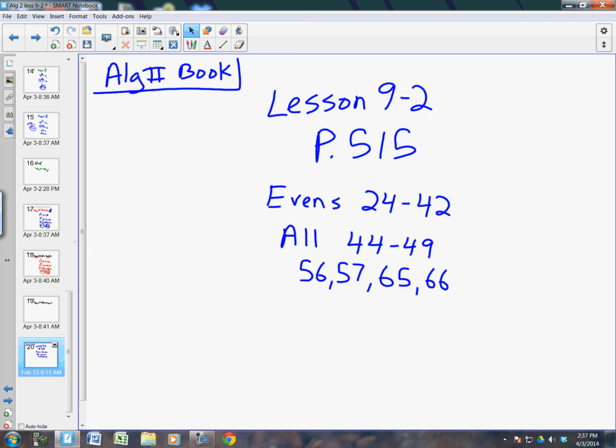Reminder, this is out of the Algebra 2 book. So you got to dig out your Algebra 2 books, dust them off. Okay, page 515. By the way, these problems I gave you, the evens, you know all those problems where you had to change the logarithmic to exponential or exponential to logarithm or evaluate? Pretty easy. You can get those done in 5 minutes, which you have about 4 minutes left in class, so you got time. All of them, 44 through 49, are solving equations, the easy kind. 56 and 57 are solving equations. 65 and 66 are practical problems.